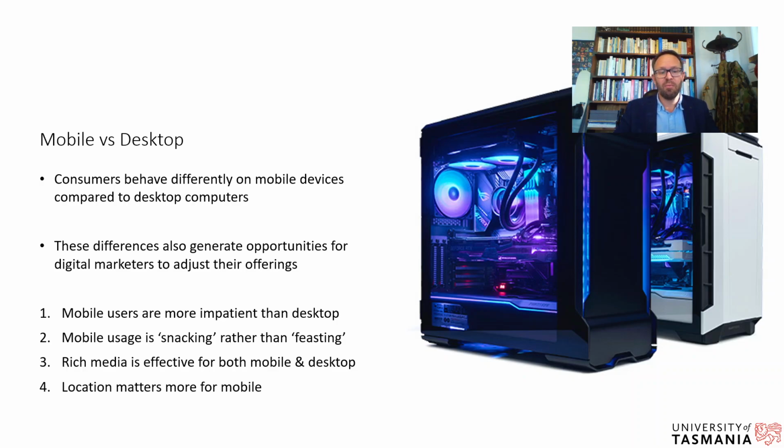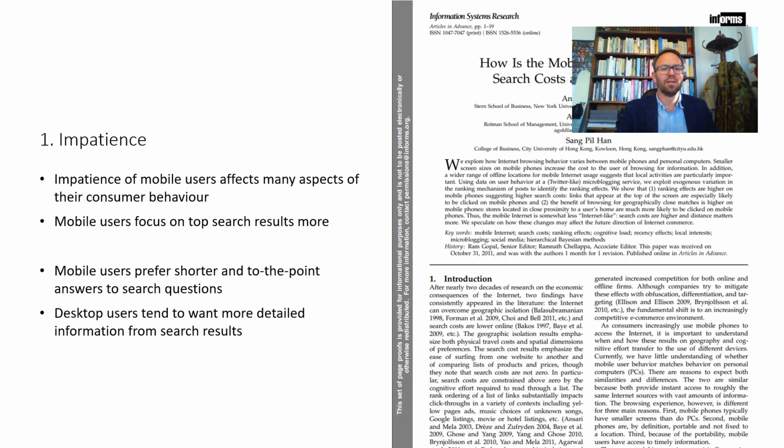So first of all, we'll look at mobile users are more impatient than desktop users. Mobile usage is snacking rather than feasting. We'll look at these in a bit more detail. Rich media is effective for both mobile and desktop, and then location matters much more for mobile. So first of all, impatience.